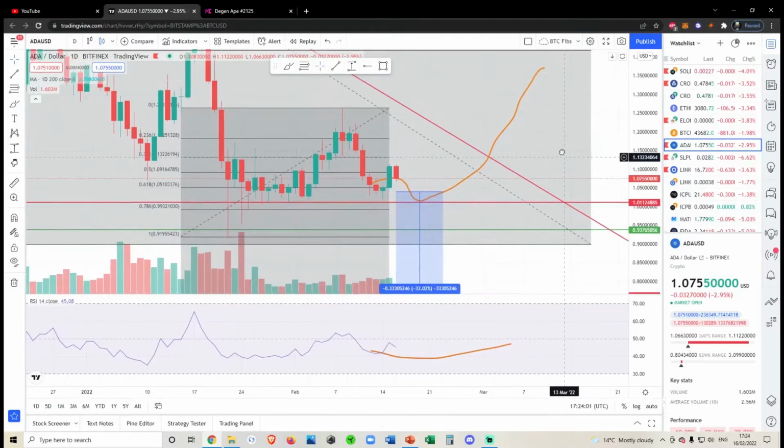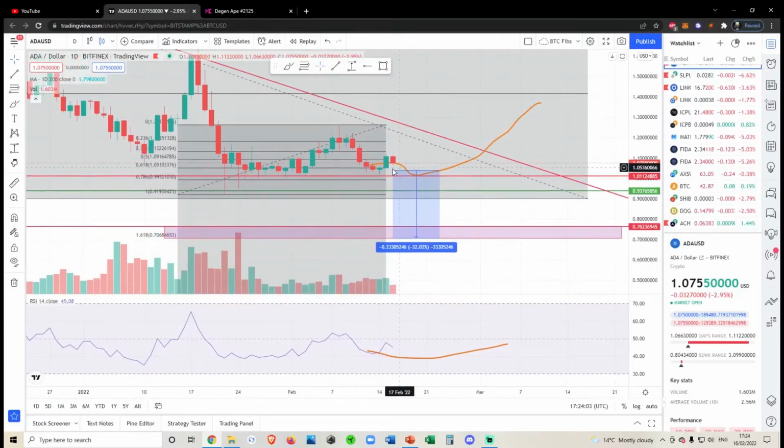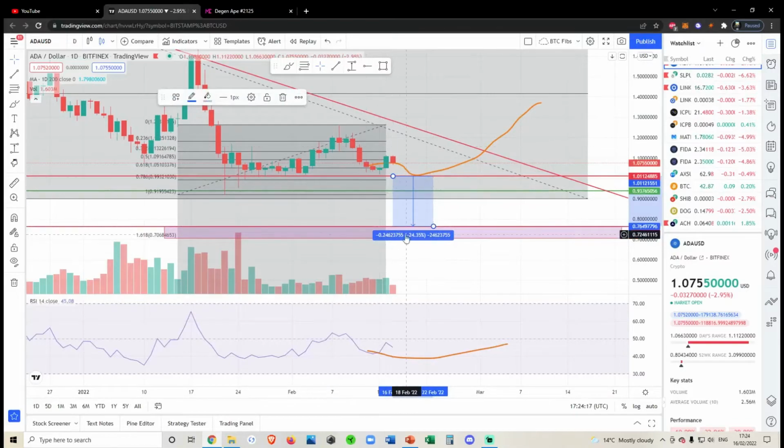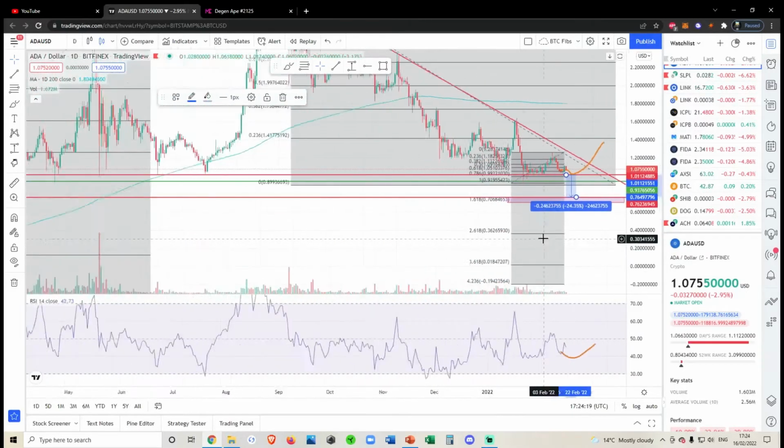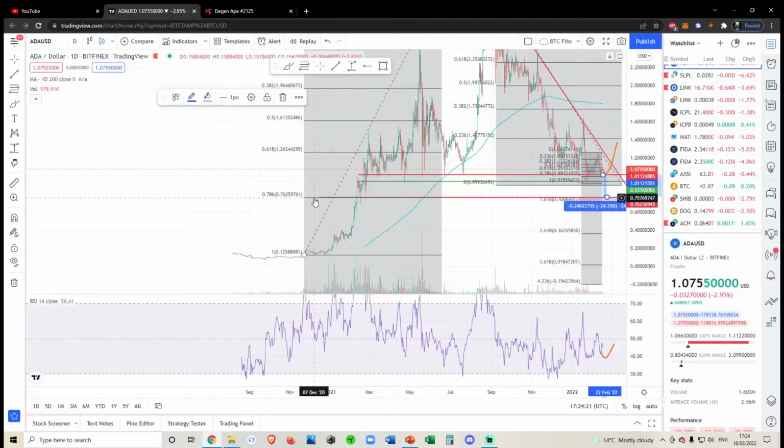If we do break below this $1, then the next target that I have is the 1.618 down here, which is a 30% drop from the $1, or from where we are now it is a 34% drop. Alternatively, we do have a slightly smaller drop of 25%. If we zoom out, you can see that this is the 0.786.